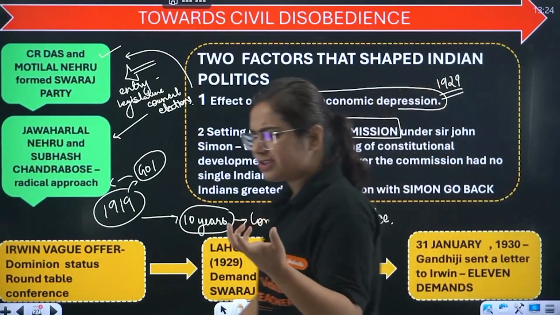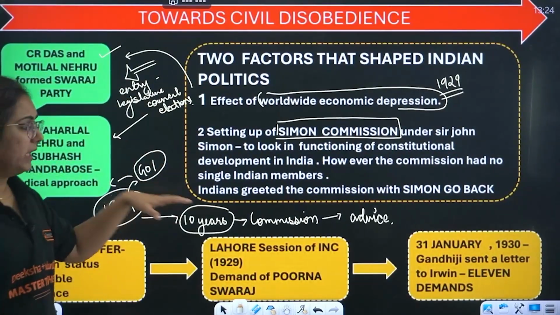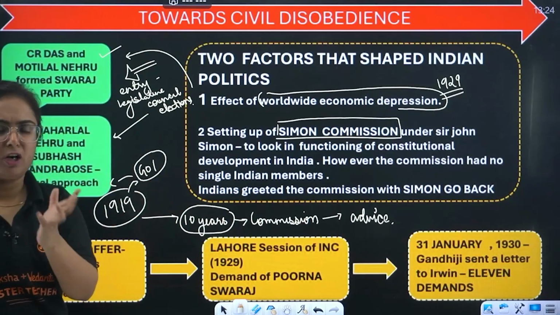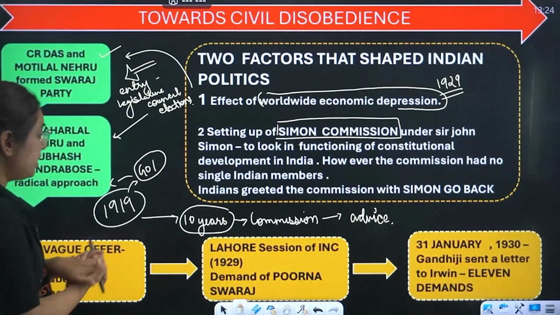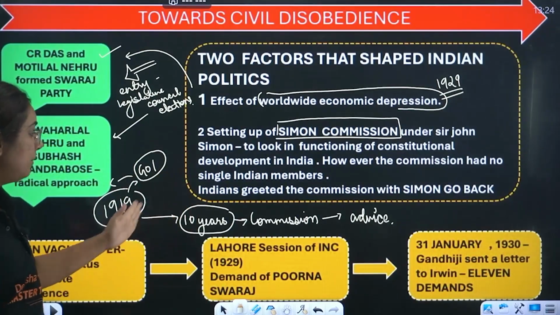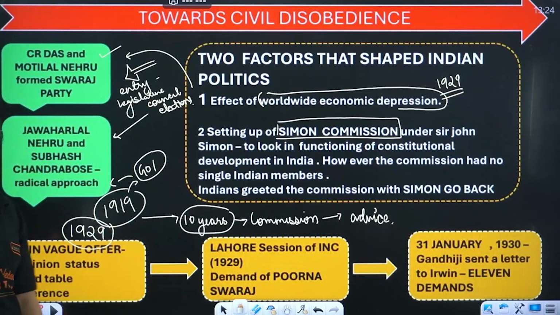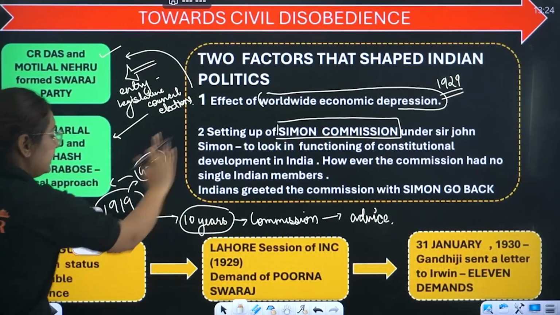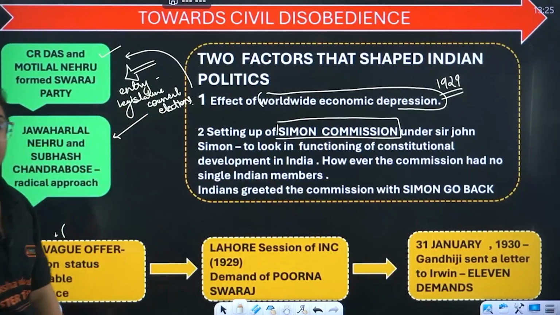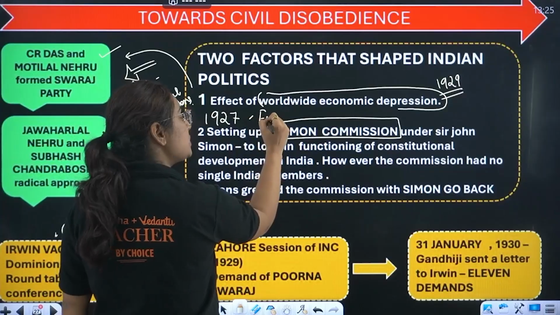Again, what is constitutional development? What is a constitution? A rule book for the country. So this is how the country will work, these were the laws, etc. So it was planned in 1919 that after 10 years this commission will come, which should be in 1929. But there were a lot of changes in the British government thereafter, and hence the commission was brought 2 years early. That means in 1927 the commission was formed.